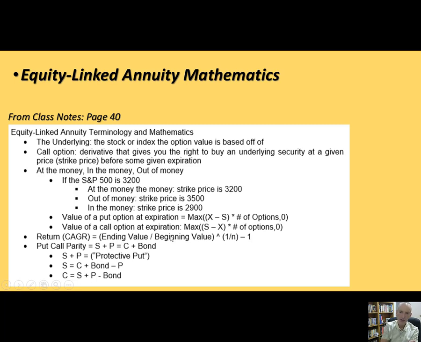Those of you in my property and casualty class, remember, we use that when we're pricing the insurance. We'll use this formula quite a bit when we price life insurance as well. So that's the compound annual growth rate.